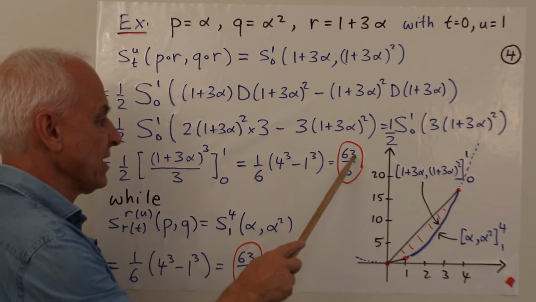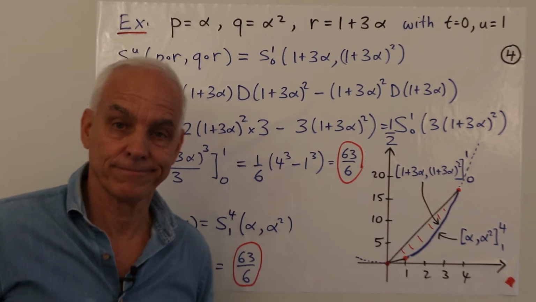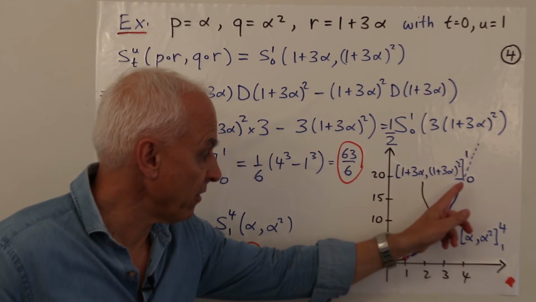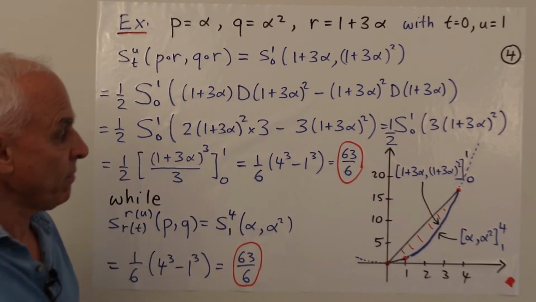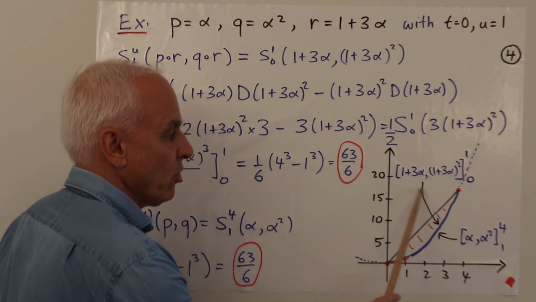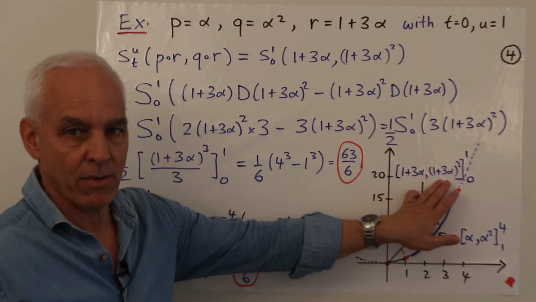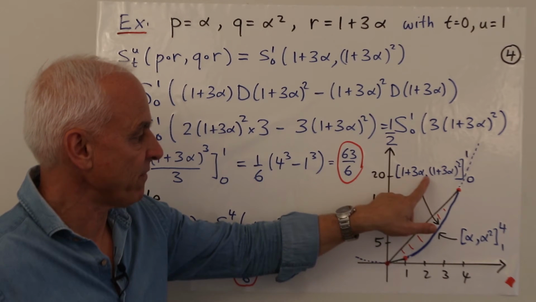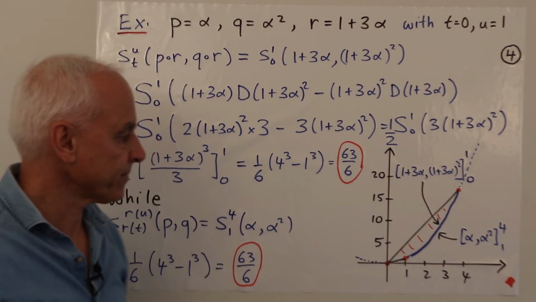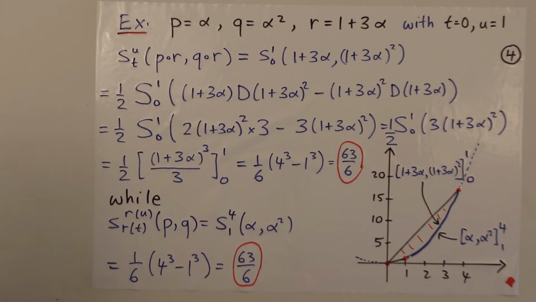So altogether we get 63 over 6 for the signed area of this thing, computed from this point of view, when we're thinking about it as being expressed this way with parametrization 1 plus 3 alpha, (1 plus 3 alpha) squared from 0 to 1.